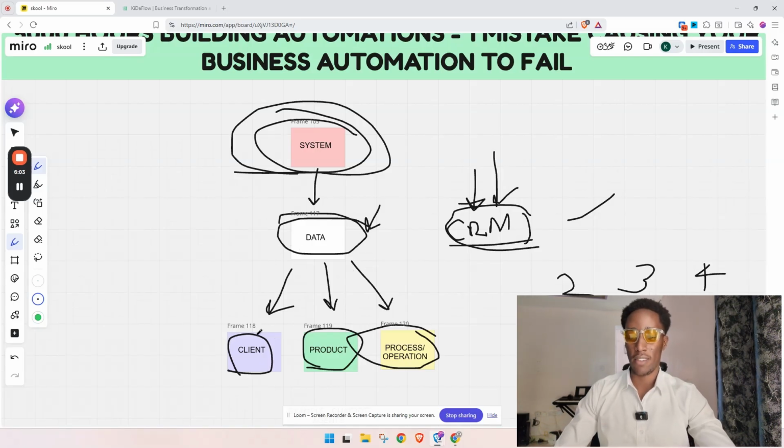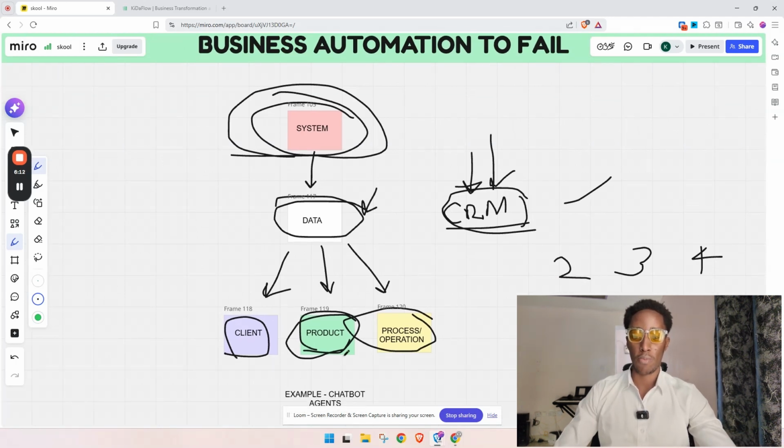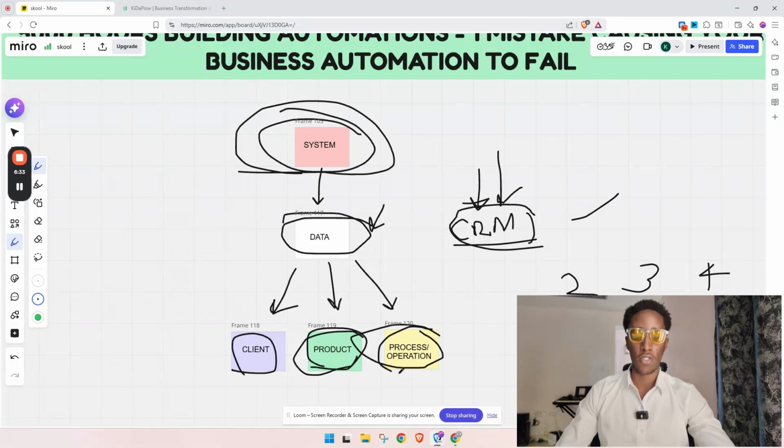The data can be either of clients, or of your product. So when you talk about e-commerce, you will have a lot of data about your product, and it can also be process or operations. This is very common with service-based industries, especially those that offer professional services. So think accounting, law firms and related.